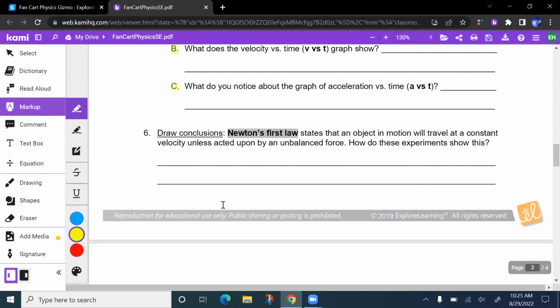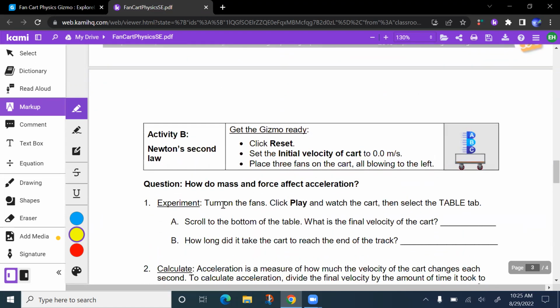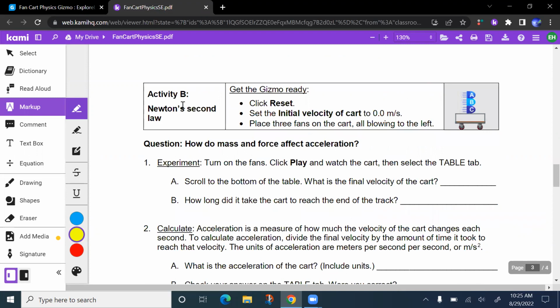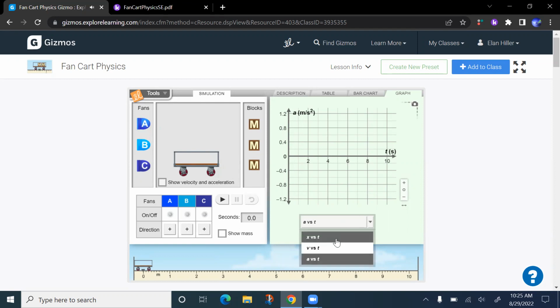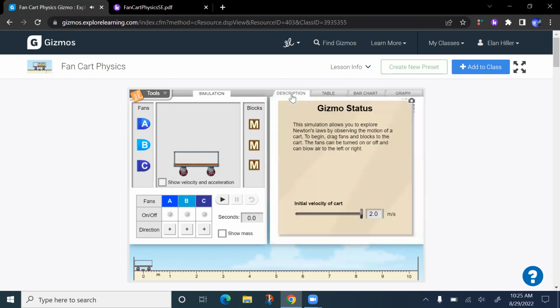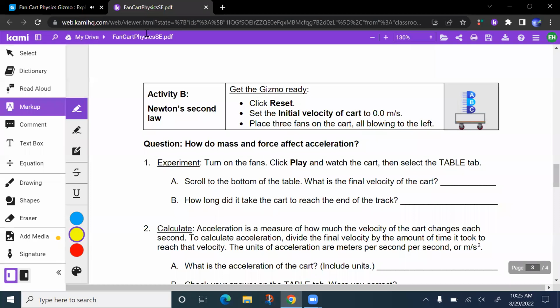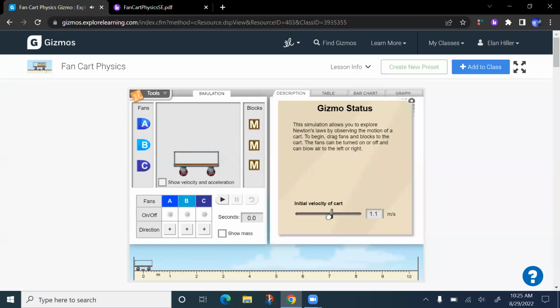Okay, well, that concludes activity A. Scrolling on, let's take a look at activity B, Newton's second law. I'm going to reset and put the fans back where they went. There we go. We want the initial velocity of the cart to be at 0. So we're going to set this tab all the way back to 0.